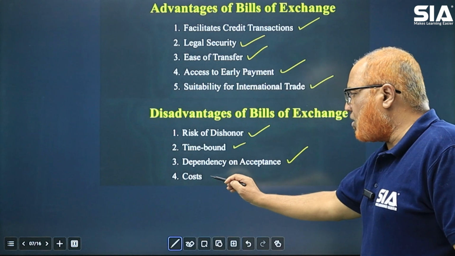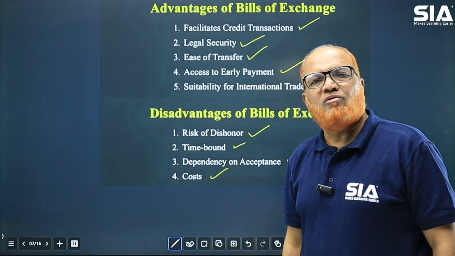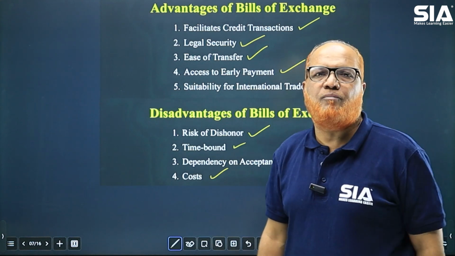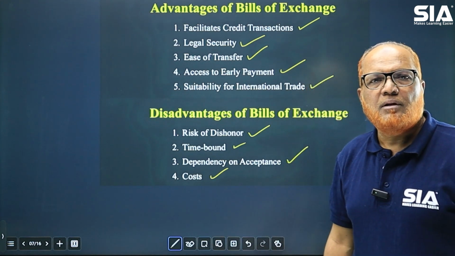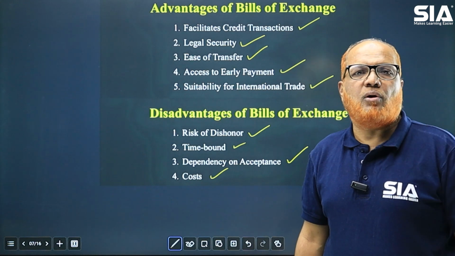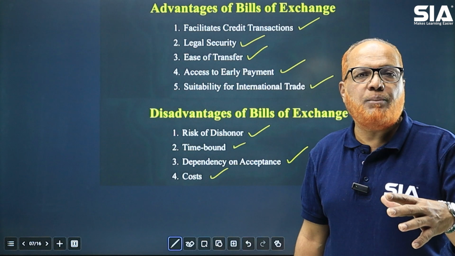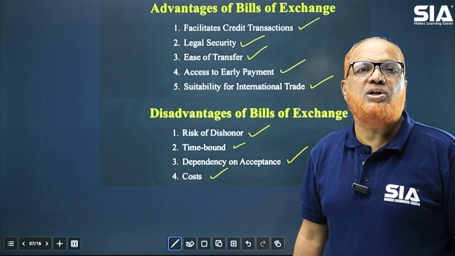Then the next one is costs. In the case of bills of exchange, suppose there is dishonor of the bill, then what will happen? The person has to go to the court of law. Notary has to be done. But for doing that notary public, he has to incur some expenditure.